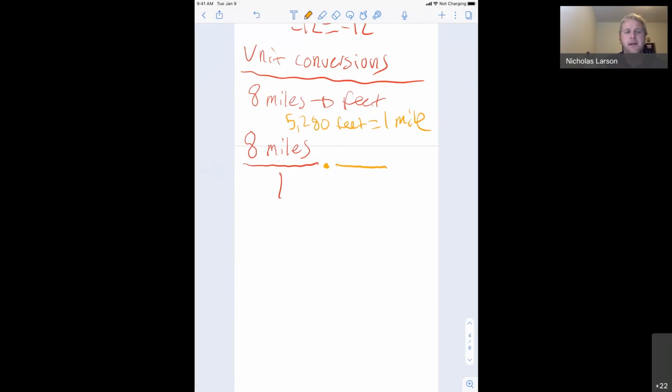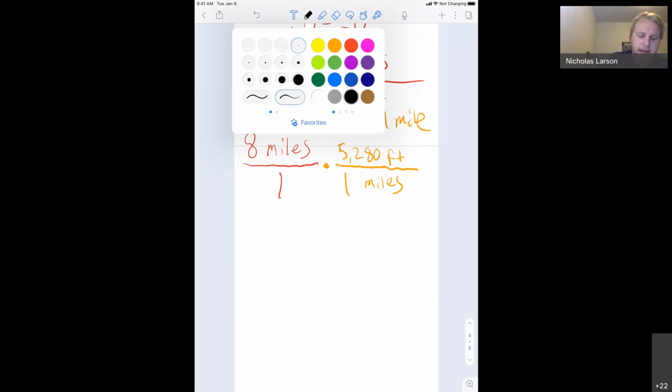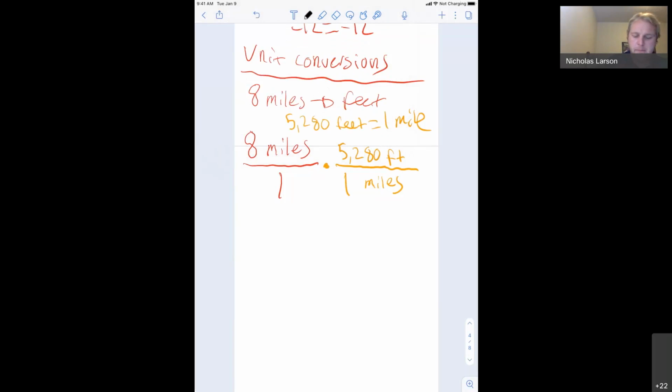Now, if I have miles in my numerator and I want to cancel out miles, I better put miles in my denominator. So I'm going to say that I have 1 mile in my denominator, but again, I have to keep it equal. So what's equal to 1 mile? 5,280 feet. Okay, so again, if I look at this, I say, hey, miles divided by miles cancels out. So all that I'm left with in my numerator is 8 times 5,280 feet over 1 times 1.